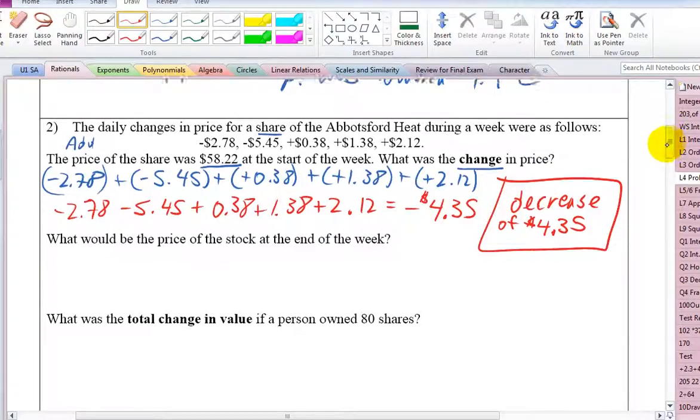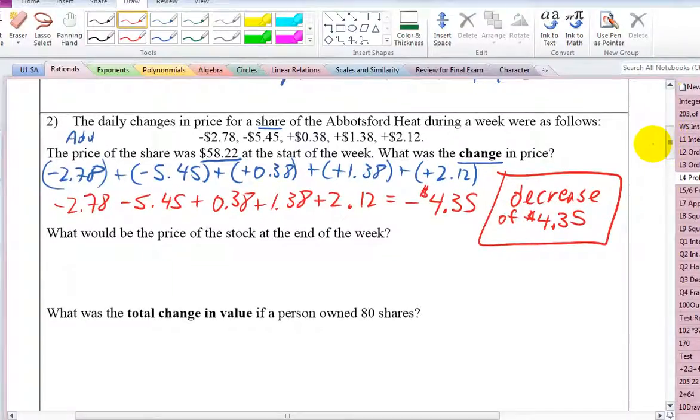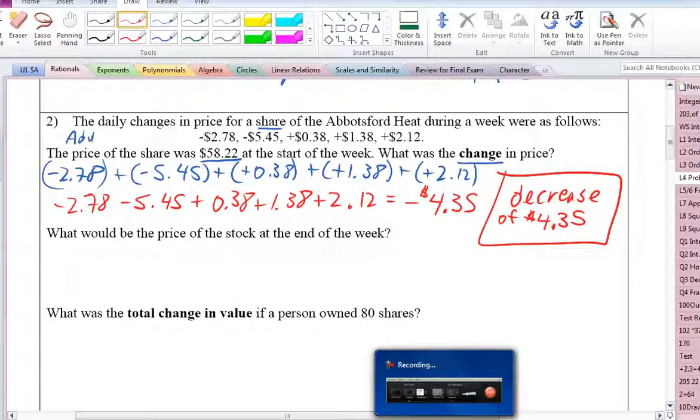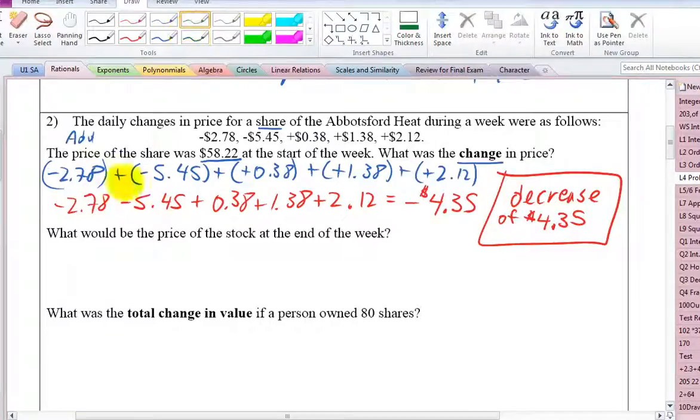Kezia? I have a question for negative 2.78 plus negative 5.45. Why do you subtract it instead of add it? Right, and so when we have double signs like this, when you're adding a negative, that's the same as subtracting. Okay, because the numbers are going to get lower, so we can simplify those signs.